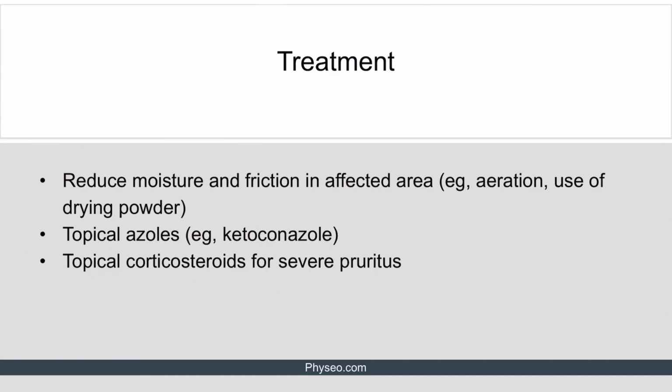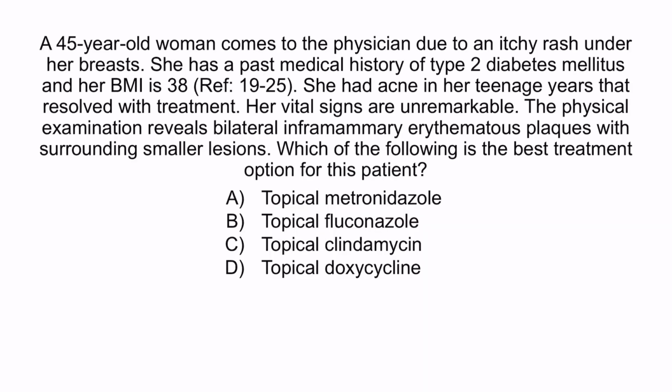The mainstay of Intertrigo treatment is reducing moisture and friction in involved areas. This includes aeration of the area and use of drying powder, for example. Topical azoles such as ketoconazole are typically prescribed as well. Topical corticosteroids can be considered if there is severe pruritus. Let's end this section with a board-style question.